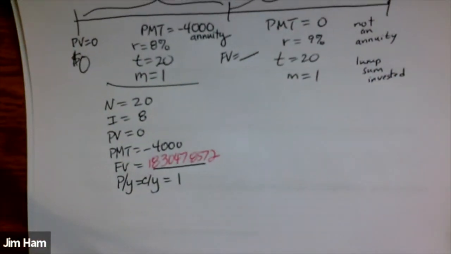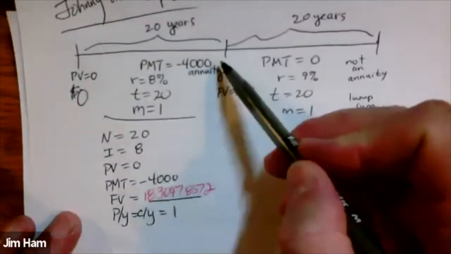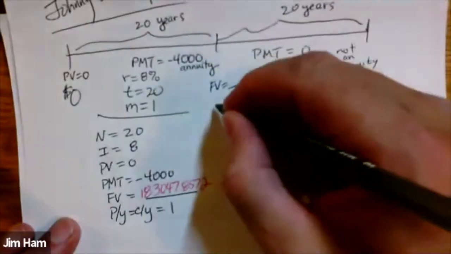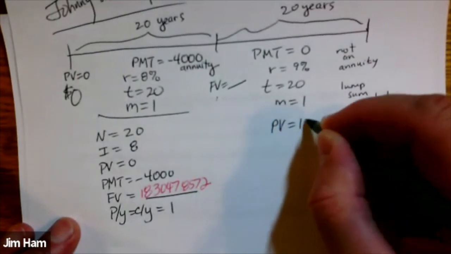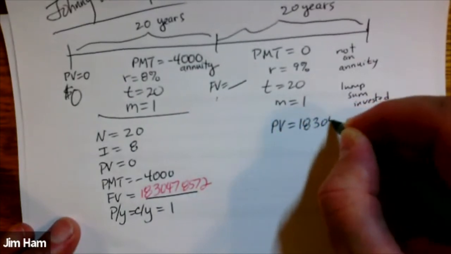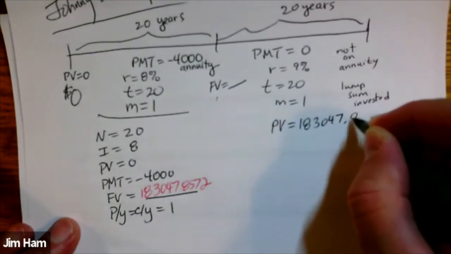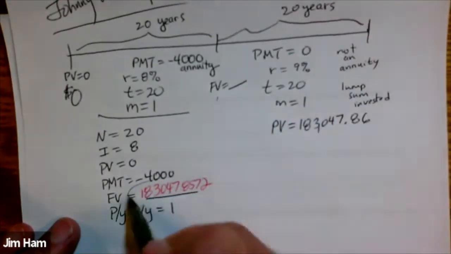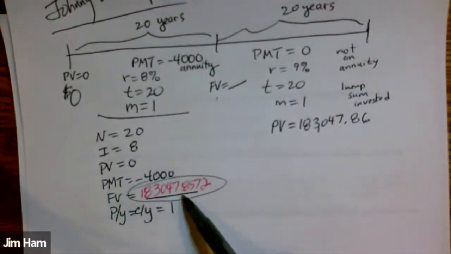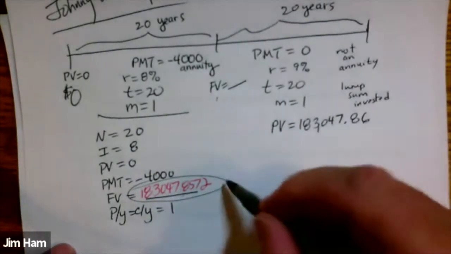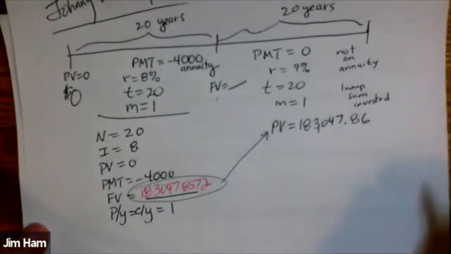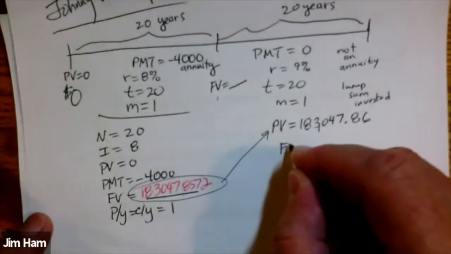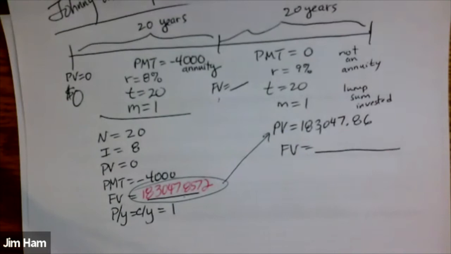Okay, now, after the investing stops per month, we know that at this point, we have a present value of 183,047.86. We're basically going to take this money, which was the future value in our previous example, and it becomes the present value in our next example. Our payment is going to be 0, and once again, we want to calculate the new future value.